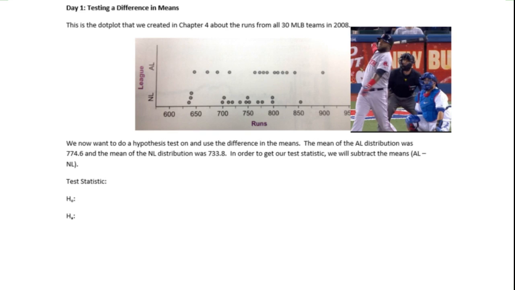Today we will begin Unit 5 with testing a difference in means. This is the dot plot that we created in Chapter 4 about the runs from all 30 MLB teams in 2008. We now want to do a hypothesis test and use the difference in means. The mean of the AL distribution was 774.6 and the mean of the NL distribution was 733.8. In order to get our test statistic, we will subtract the means, AL minus NL.